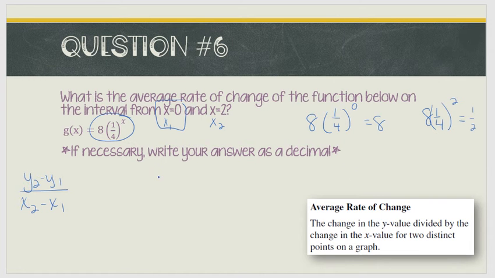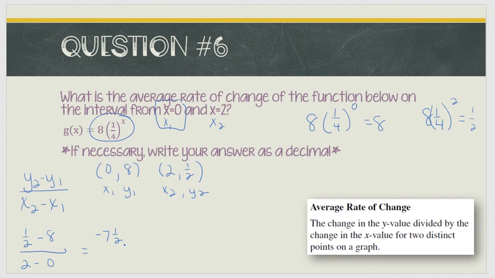If it helps you, you can write them as ordered pairs. So you had 0, 8, and then you have 2, 1/2, and then you can just fill in your pieces. Those are my x1 and y1, and these would be my x2 and my y2. Then I can plug those values into my formula. So my y2 is 1/2, my y1 is 8, my x2 is 2, and my x1 was 0.